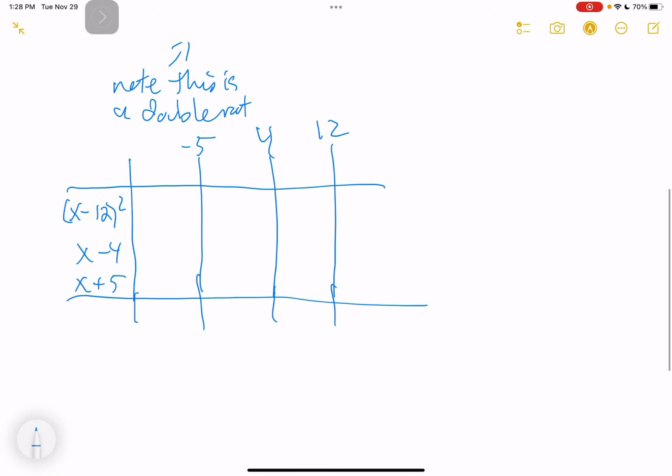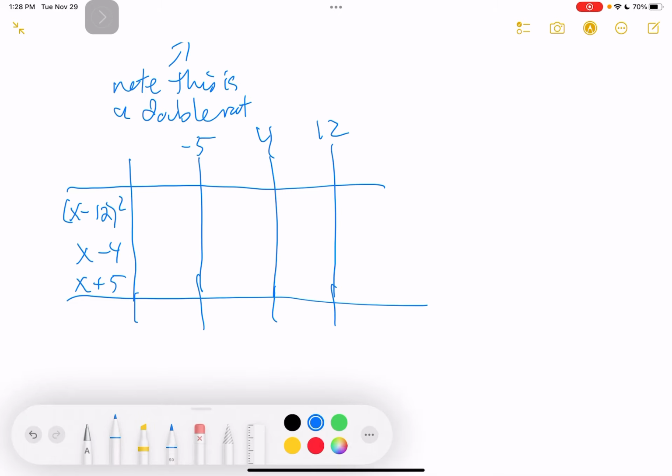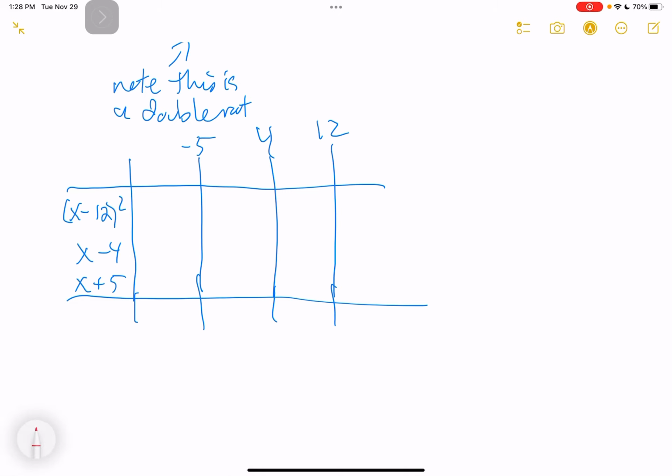So I'm going to go to here and I'm going to think of a number smaller than negative 5. And I'm going to change colors now to, let's call it negative 6. Between negative 5 and 4, I'll go with 0. Between 4 and 12, I'll go with a 5. And bigger than 12, I'll go with 13. So if I put negative 6 in place of this x, negative 6 minus 12 is going to be a negative 18, but squared, that's going to be a positive. All we care about is the sign here. And that represents the sign for that region. So being less than negative 5, it's going to be positive for the x minus 12 quantity squared portion.